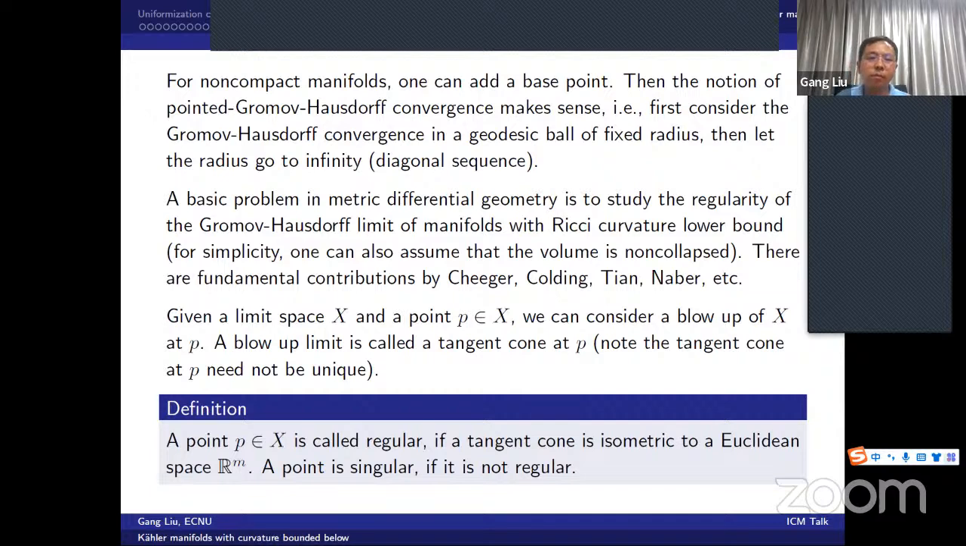We can consider blow-up. A blow-up limit is called a tangent cone. Notice that this is not necessarily unique. A point on the limit space is called regular if a tangent cone is isometric to the Euclidean space. And so the complement is called the singular set.